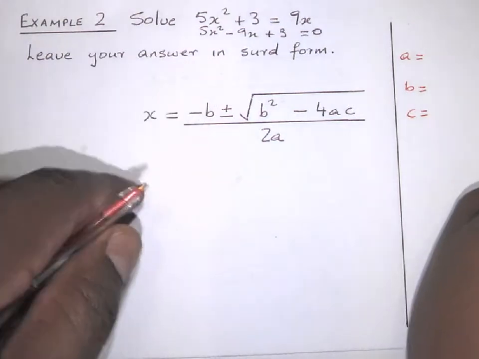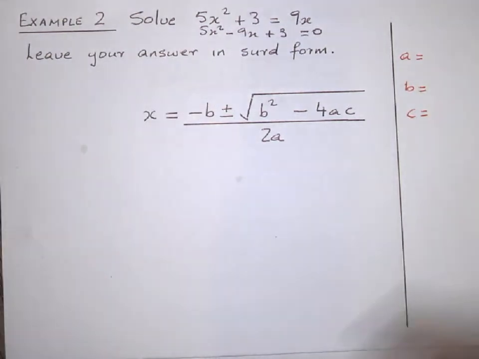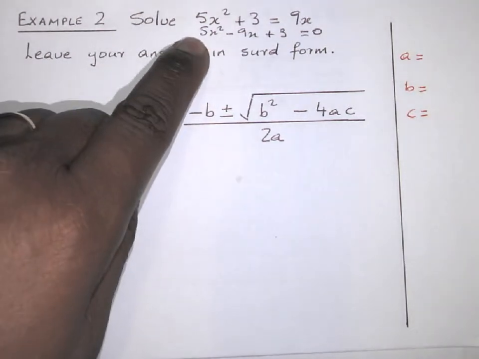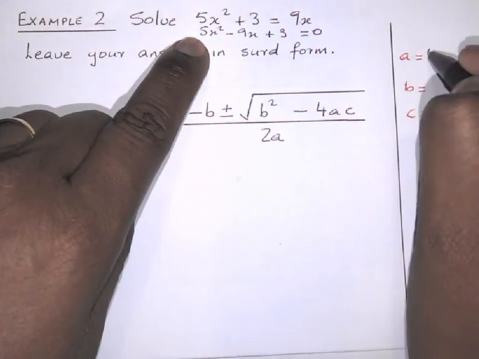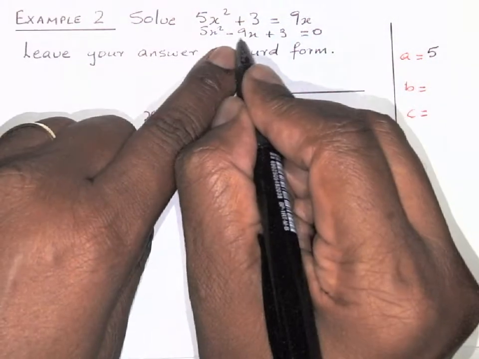So therefore now we can see what our a value is. Our a value is 5, so there's my 5. My b value is minus 9.